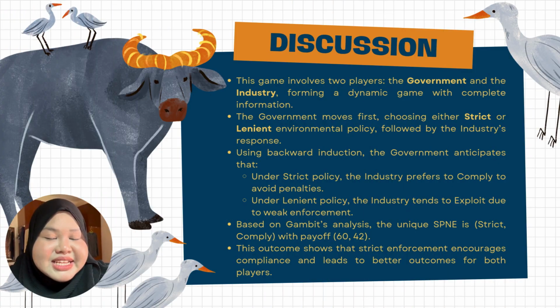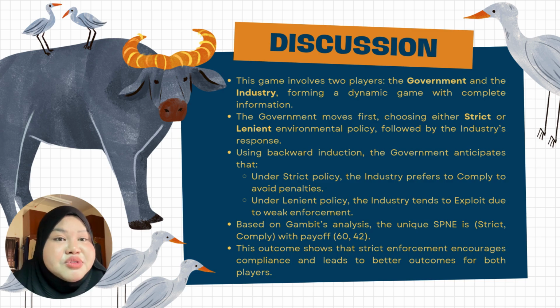My name is Nura Azlifa binti Azni, and I will continue with the discussion. This game involves 2 players, which are the government and the industry. It is a dynamic game with complete information since both players know each other's strategies and payoffs. The government moves first by choosing either a strict or lenient environmental policy, and then the industry responds after observing this decision. Using backward induction, the government can predict the industry's direction.